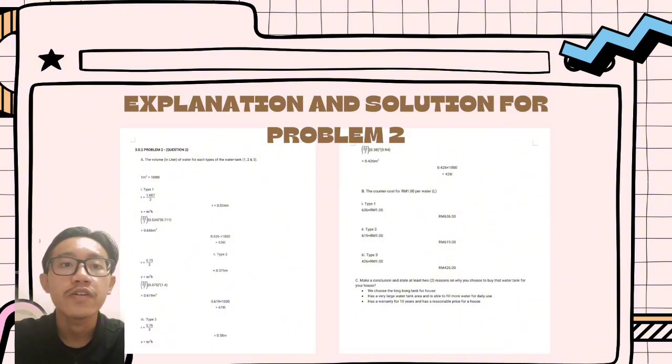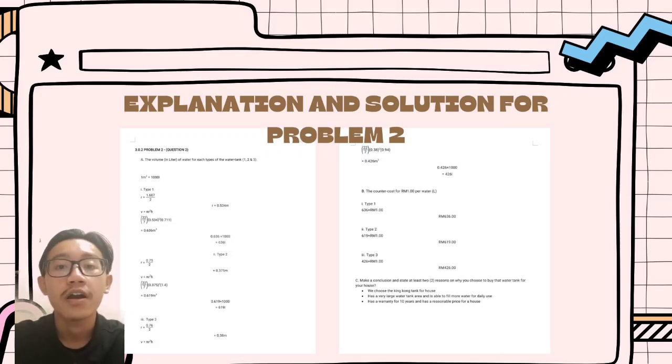We use the formula V equals pi r square h. We substitute the values of pi, r, and h, and we get 0.6361 meter cube. The second type of water tank has a diameter of 0.75. We divide by 2 and we get the answer for the radius of water tank type 2, which is 0.375 meter.